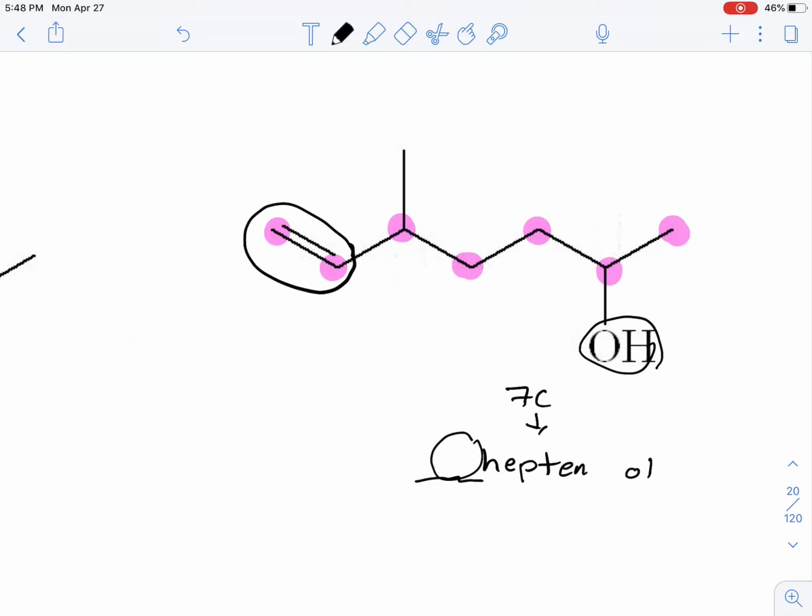And then we're going to put a dash and another dash. And so in this space is going to be the number for the alcohol. You guys will see this in just a second. And so let's just go ahead and start numbering this. From left to right we have 1, 2, 3, 4, 5, 6, 7. From right to left we have 1, 2, 3, 4, 5, 6, 7.